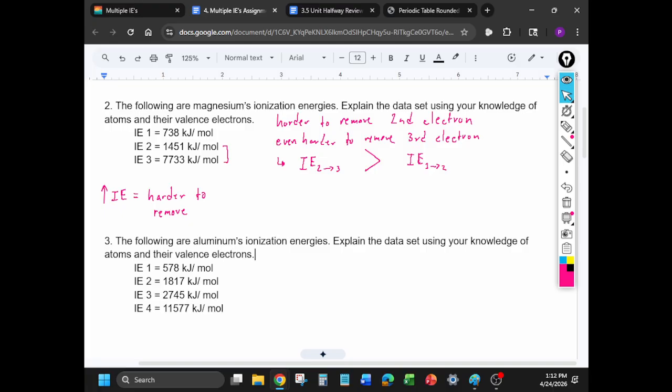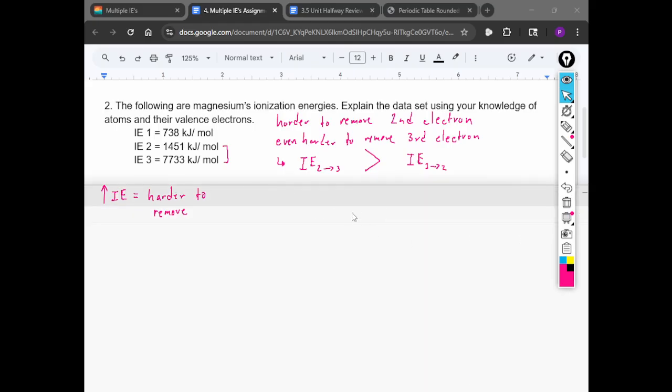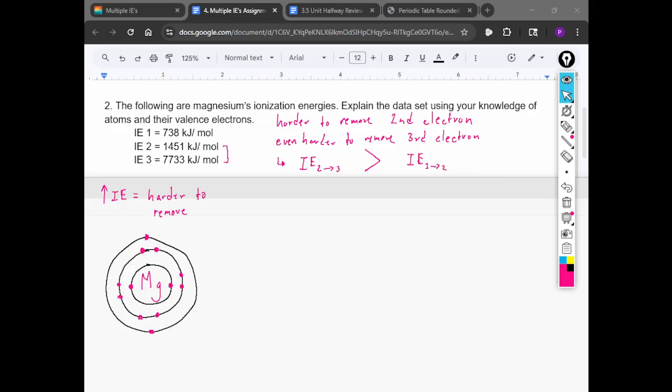Okay. All right. So let's talk about why these significant jumps exist, because that's what the question is asking us to do. So again, when you guys are doing the assignment, you don't need to draw the shell models, but it is very helpful to draw it. So I want to give you guys a minute, and I want you to draw magnesium's shell model. Okay, draw magnesium's shell model. All right, guys, so I got magnesium's shell model up there for you. It has 3 shells, 2 electrons in the first shell, 8 in the second, 2 on the third. Everybody good with that? Okay.